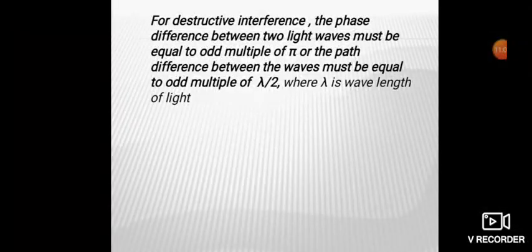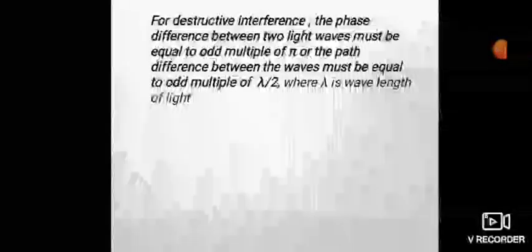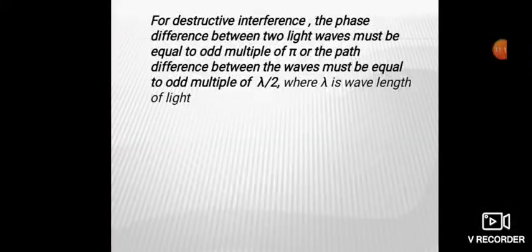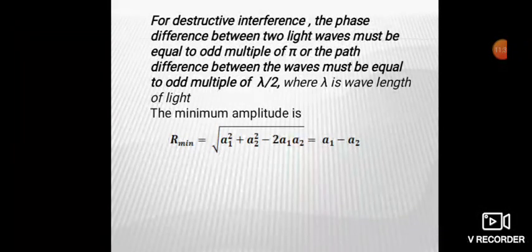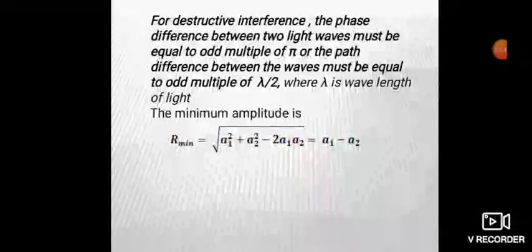This is very important. You have to remember, for constructive interference it is an even multiple of pi, and for destructive interference it is an odd multiple of pi, as well as the path difference is an odd multiple of lambda by 2. The minimum amplitude R minimum is equal to the square root of A1 square plus A2 square minus 2A1 A2. Why it is minus: here cos delta we have taken as minus 1. Therefore it is in the form of (A minus B) the whole square, so under the root we get A1 minus A2.